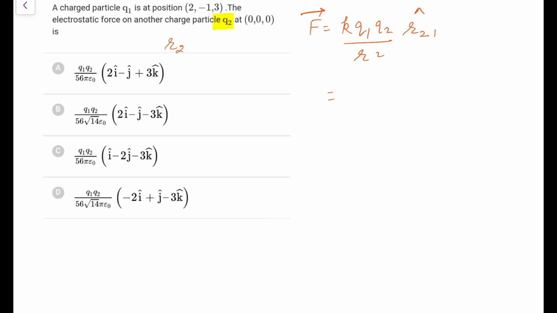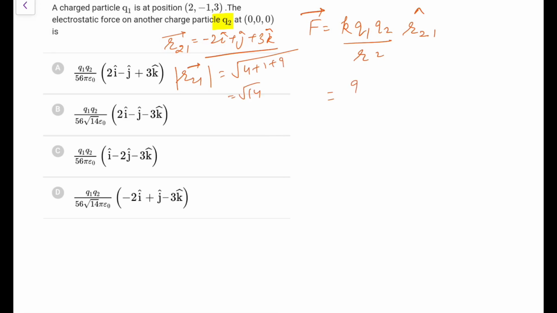So first of all, what is this r21? So r21 would be minus 2i cap plus j cap plus 3k cap. So what I can write is r21 by r21 cube. If I take the magnitude, r21 comes out as 4 plus 1 plus 9. This comes out as root 14. So what I can write, k is 9, k is 1 upon 4 pi epsilon naught, q1 q2, r cube I should write as 14 root 14, and I should write it as minus 2i plus j plus, sorry, not plus, it should be minus, otherwise I would not be getting any answer, minus 3. So this is minus 3k cap.